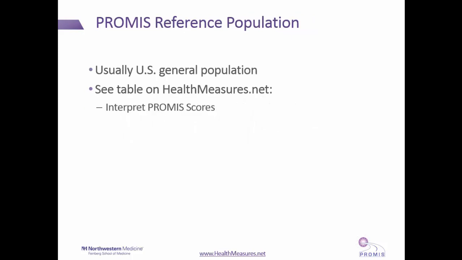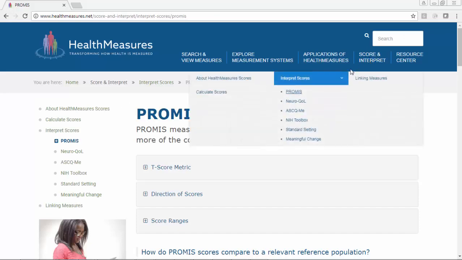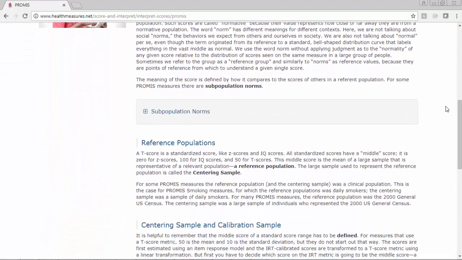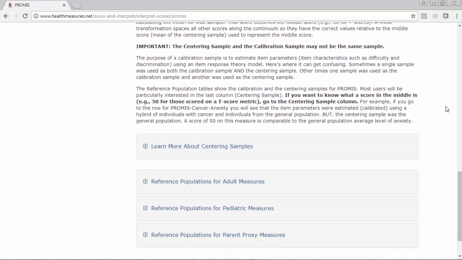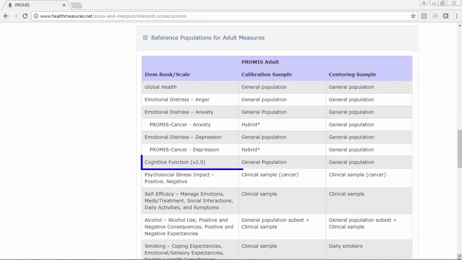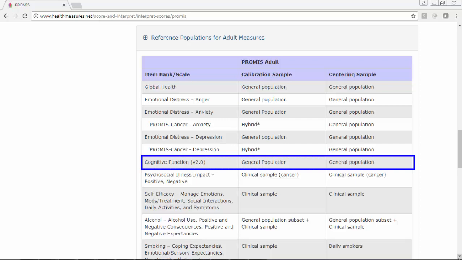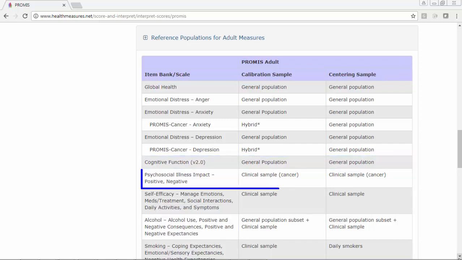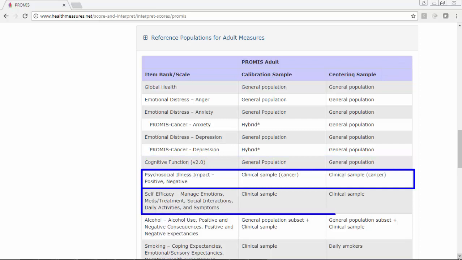For PROMIS, the reference population is usually the U.S. general population. You can see a table of all PROMIS measures and their reference populations on the healthmeasures.net website on the Interpret PROMIS Scores page. Here, for example, you can see that the PROMIS cognitive function measures have a mean of 50 in a sample representing the U.S. general population. Here it's labeled centering sample. The psychosocial illness impact and self-efficacy for managing chronic conditions measures both have a clinical sample as the reference population.